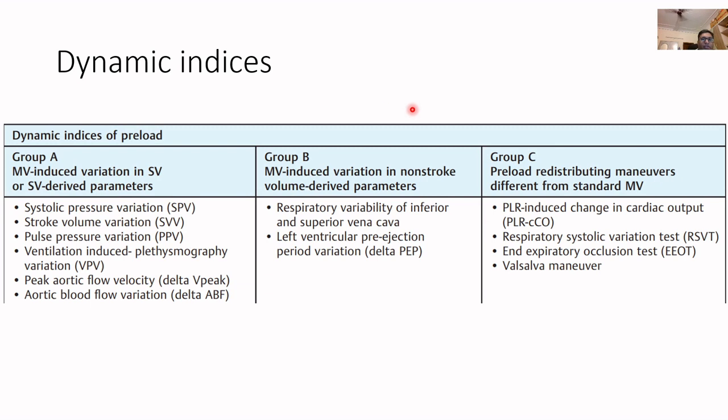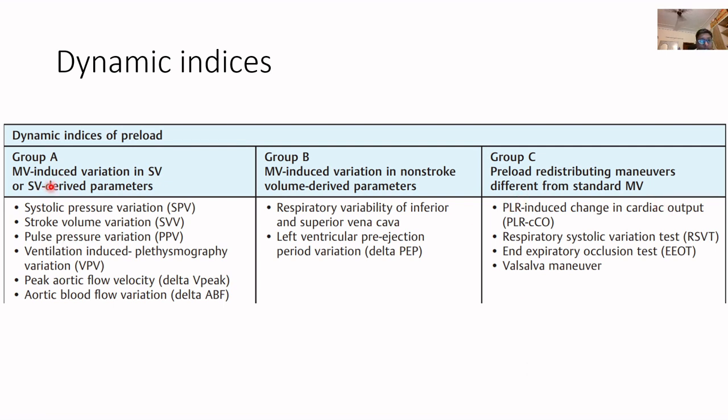Dynamic indices are more commonly, or better, you can say, correlated with predictability of fluid responsiveness. There are three categories. Basically, we have the mechanical ventilation induced changes, which we call respirophasic changes, and there are the preload redistribution maneuvers, different from the standard mechanical ventilation.